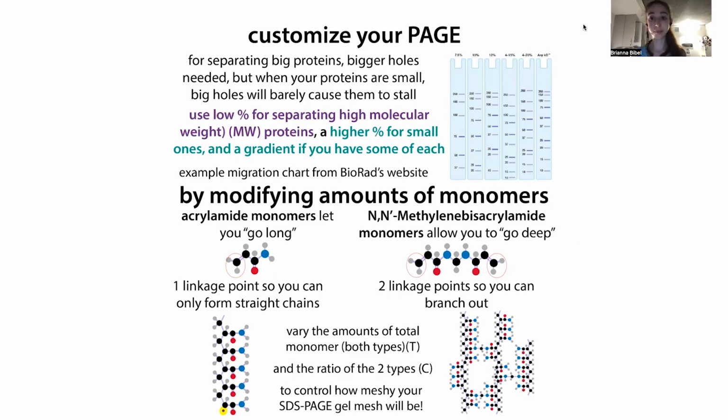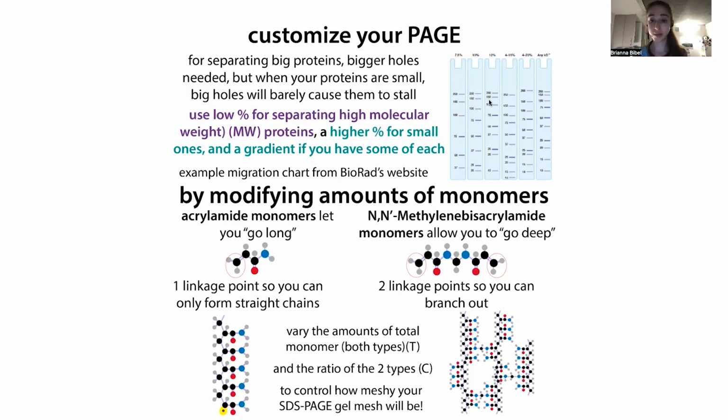As you can see, based on this migration chart for a ladder in these different gel types, depending on what percentage gel you have, you're going to get better separation of the smaller or bigger products. So for example, if you used a lower percentage, like a 7.5%, you'll get better separation of the bigger things. If you use this higher percent, you're going to get better separation of the smaller things, but worse separation of the bigger things.